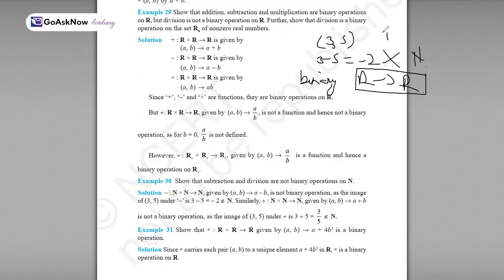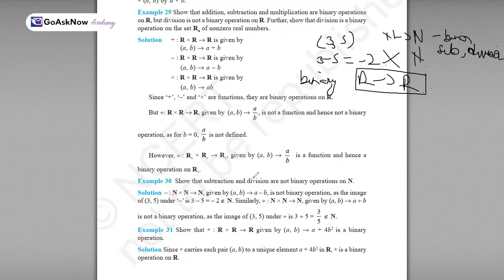So here, natural number to natural number, the binary operation is not fulfilling the condition for subtraction and division, sorry, not multiplication. It is not fulfilling because you will get fractions also, and that will not be a natural number. So you have to be aware that N to N is not a binary operation for subtraction and division.